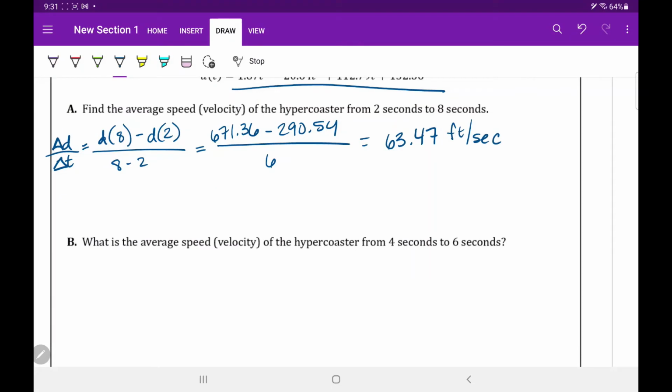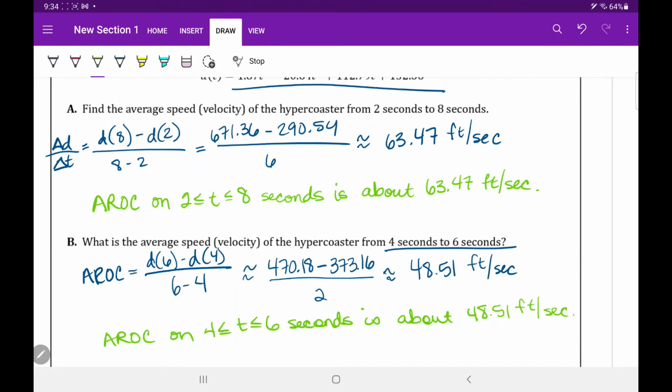What is the average speed or velocity of the hypercoaster from 4 seconds to 6 seconds? This is the same thing. We just have 4 and 6. So we're looking at average rate of speed, which you can write instead of delta d over delta t if you want. And we're going to do d of 6 minus d of 4 over 6 minus 4. This one I'm just going to have automatically appear and you can check your answer, but pause to make sure you're doing it right.